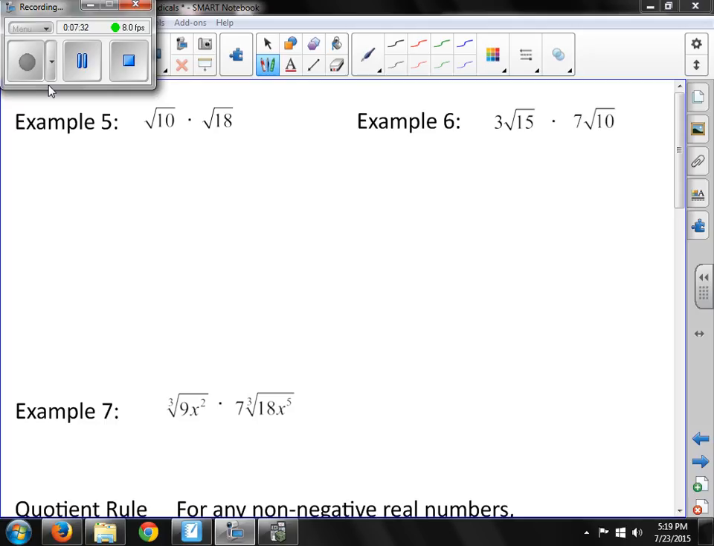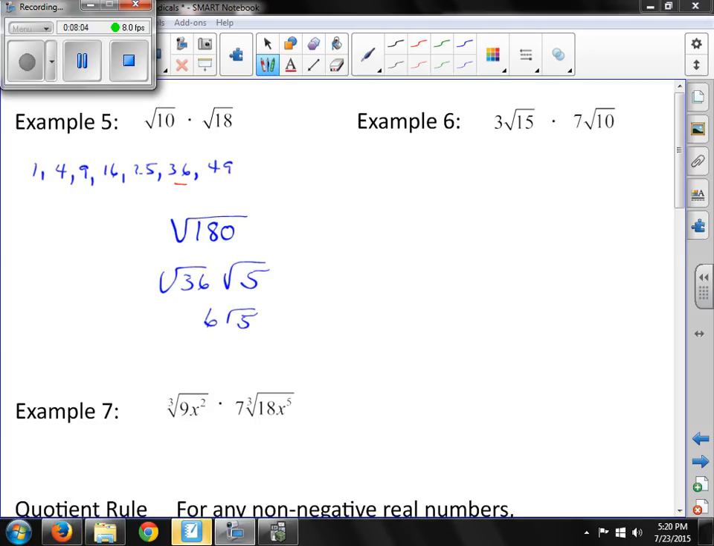Starting back, we have the square root of 10 times the square root of 18. If I multiply 10 times 18, I will get 180. Now, I want to pick up my chart. Okay, I'm looking for the perfect squares that will go into 180. Let's see, I believe it would be 36. The square root of 180 is the square root of 36 times the square root of 5, because 36 times 5 is 180. The square root of 36 turns into 6, so we have 6 square roots of 5.